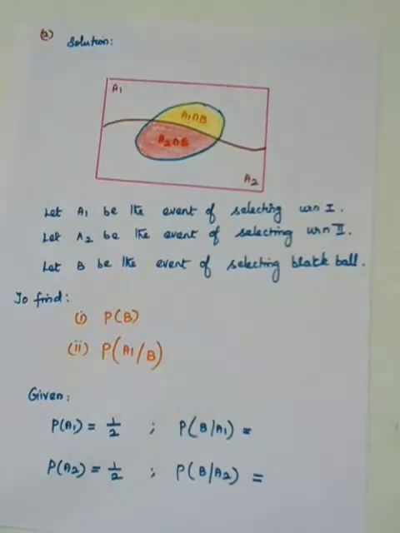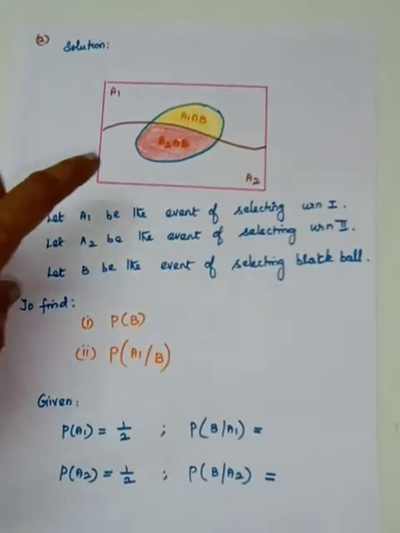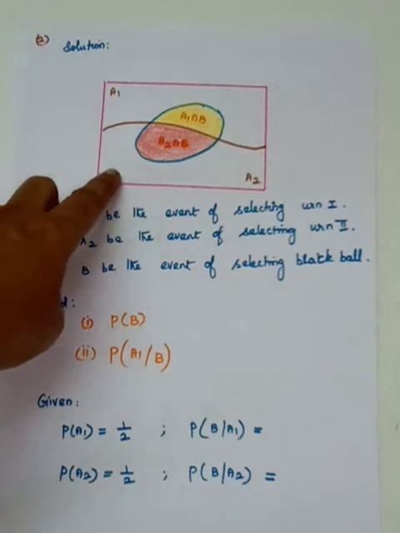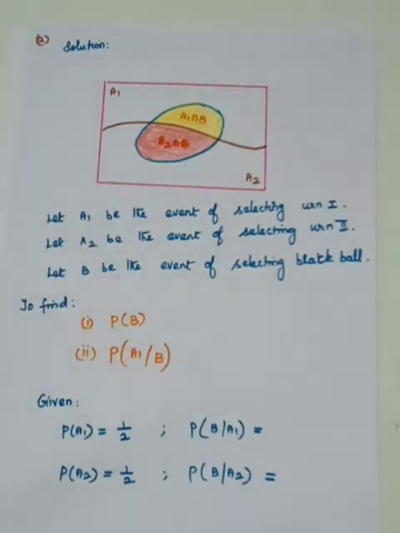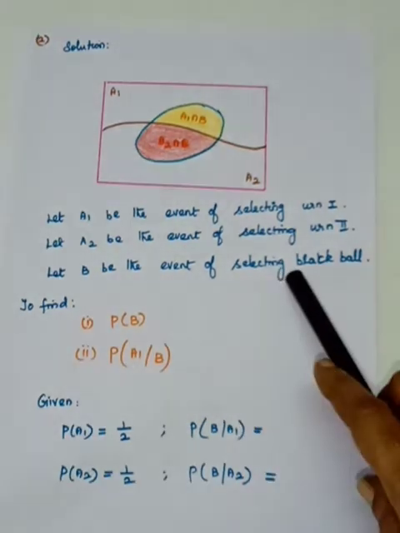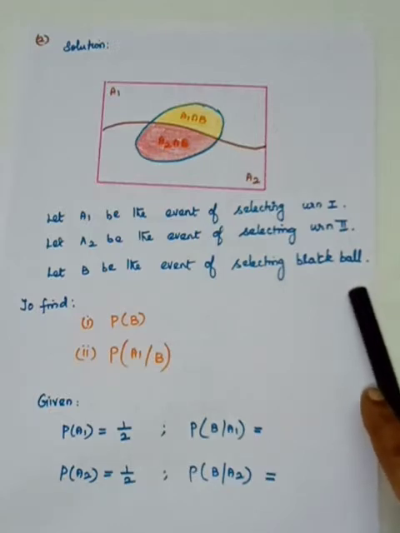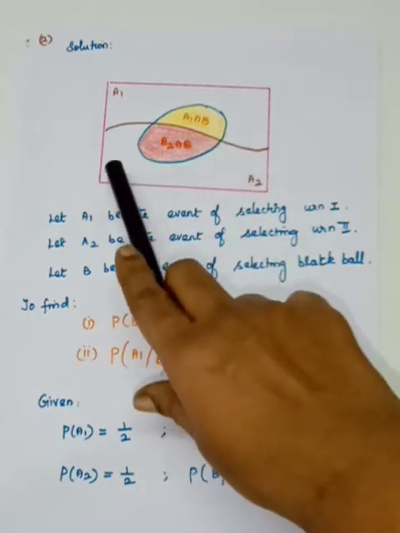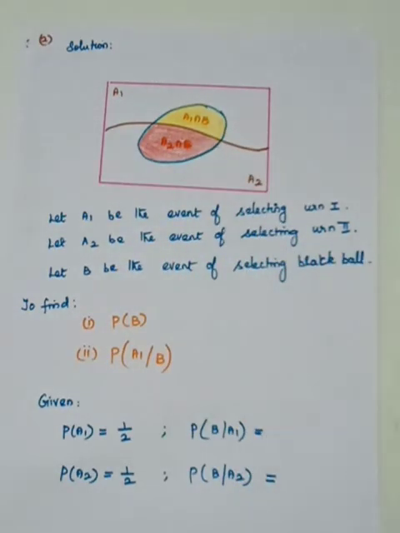Okay, you see now, here I have denoted in the diagram 2 urns. So first, if you select the first urn, that event is A1. If you select the second urn, that event is A2. So here the problem is regarding black balls, isn't it? So let B be the event of selecting a black ball. A1 is the event of selecting the first urn and A2 is the event of selecting the second urn.